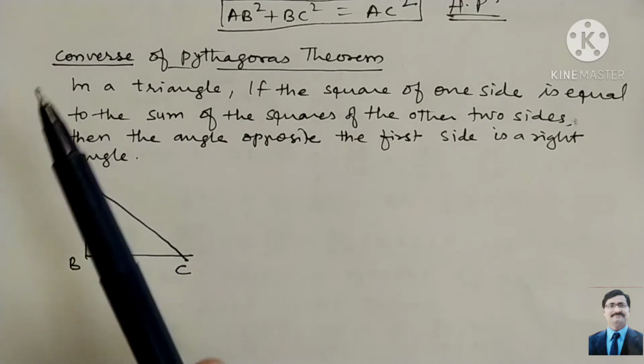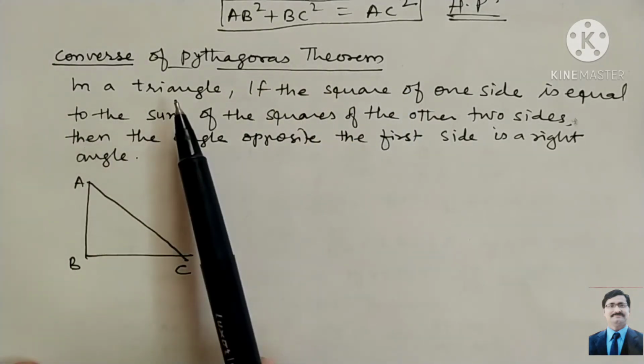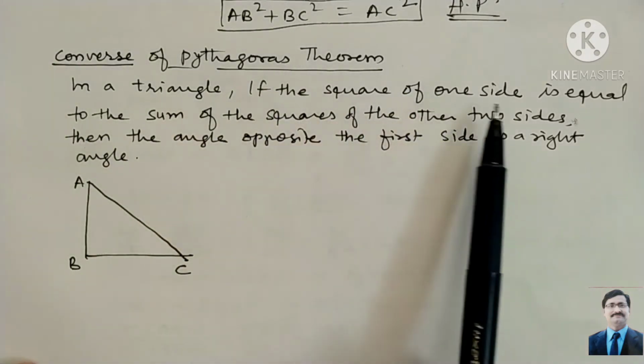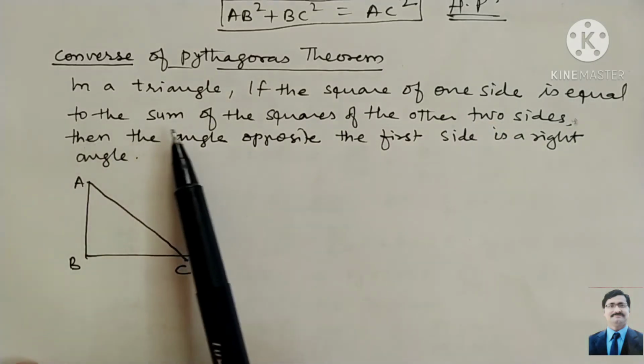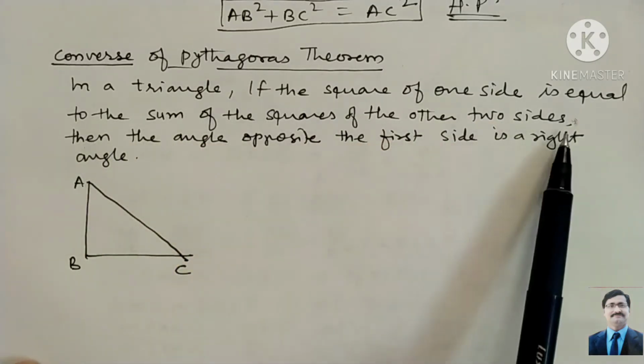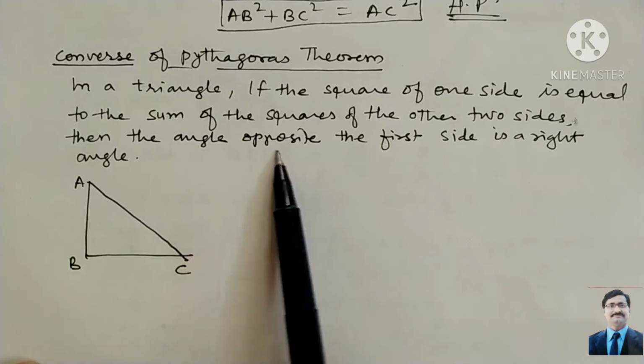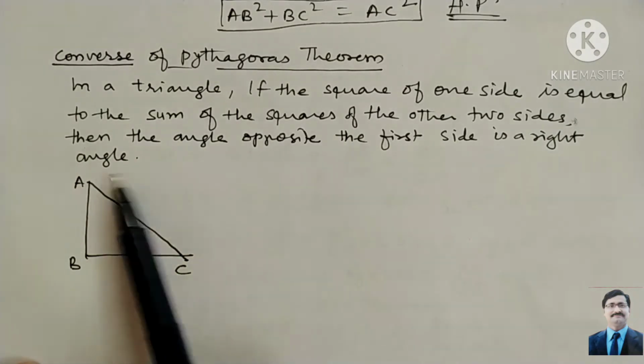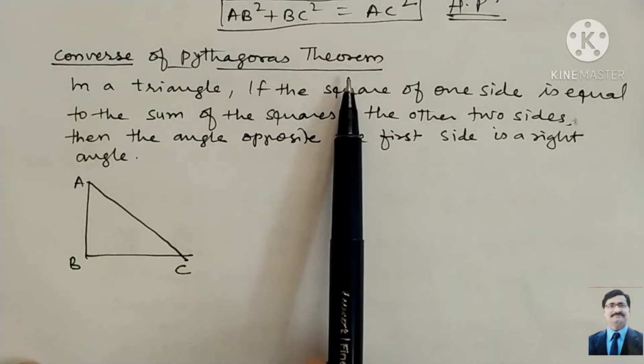Look here, converse of Pythagoras theorem. In a triangle, if the square of one side is equal to the sum of squares of the other two sides, then the angle opposite the first side is a right angle. This is the converse of Pythagoras theorem.